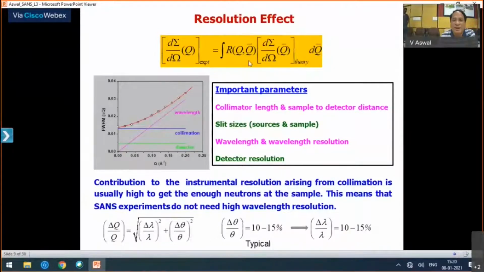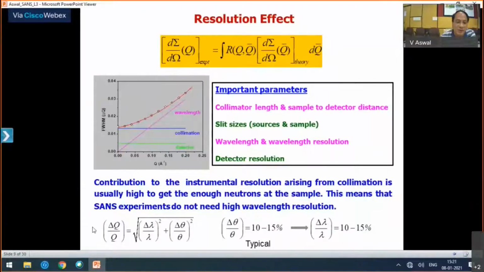And how are these two related? So this is the actual or the theory part, and it will get convolved with the resolution function, and this is what you measure. So you can see this is going to remain the same irrespective of which instrument and where you are measuring, but this will change. This depends on three factors actually. One is the collimation of your beam. Second is the wavelength resolution you are using. And the last one is the detector resolution you are using.